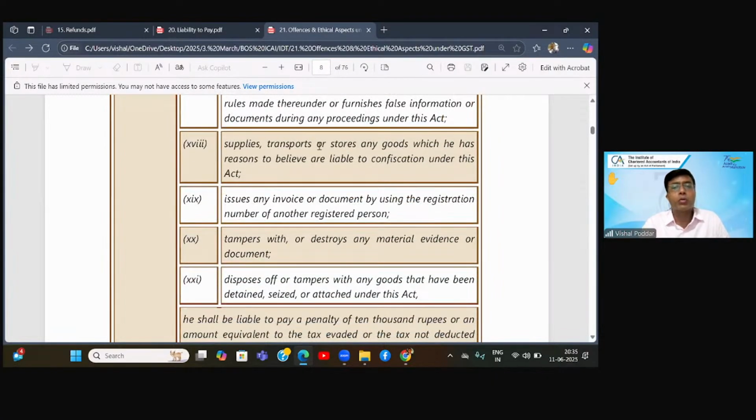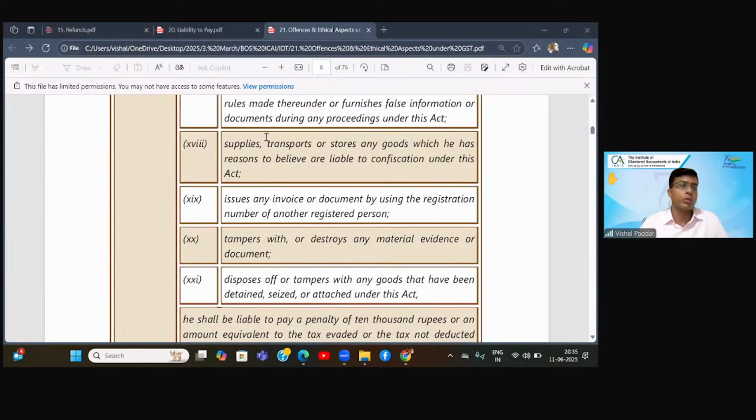Supplies, transports, stores goods which he has reasons to believe are liable for confiscation. So we have provisions in the law which says that where you are doing any fraudulent practice, we have the power to confiscate your goods. Now, some fraudulent action had happened, it means your goods were liable for confiscation.